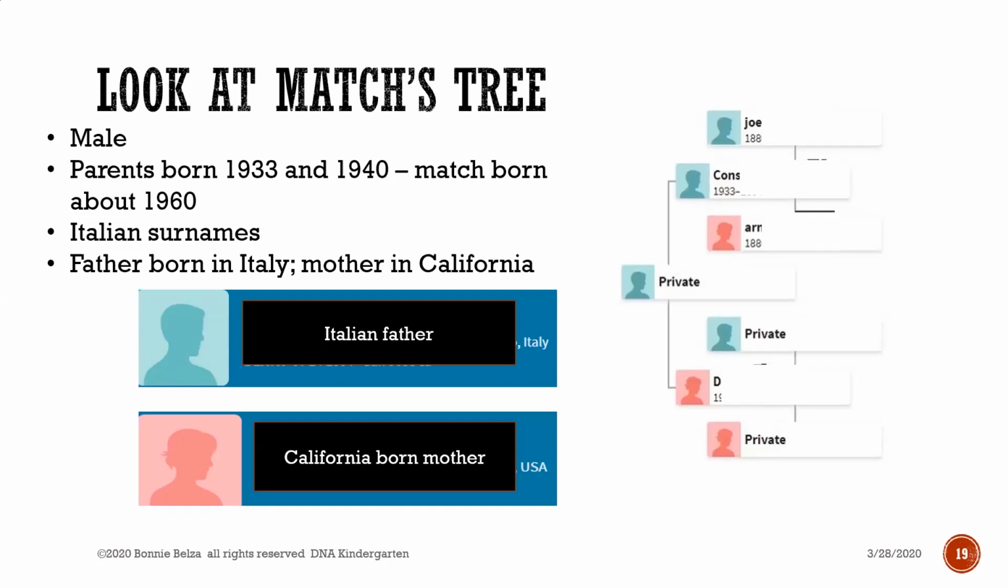One of the other things I found was that he had an Italian surname, and actually his father had been born in Italy. That's a good clue. I don't have Italian in my family. So he's probably related to me on his California-born mother's side. I start thinking about people who I know that migrated or live in California.